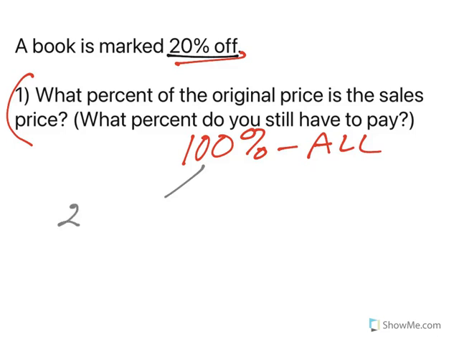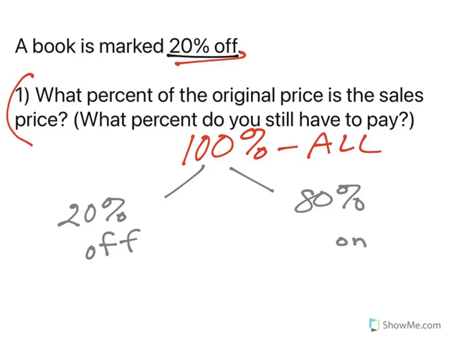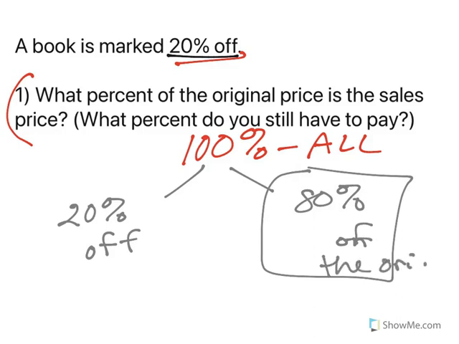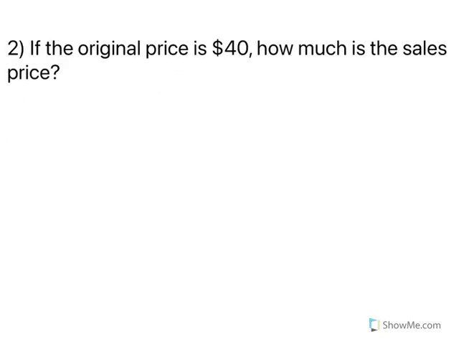So if it's 20% off, then I like to think of that as 80% on, right? Meaning we are still going to pay 80% of the original price. That's how much we are paying. So just like if something is 30% off, then you're still paying 70% of the sales price because the percent of discount and the percent that you're paying together have to give you that 100% of the entire thing.